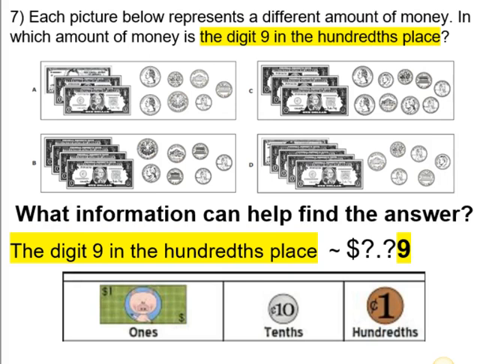Okay, so for the digit 9 to be in the hundreds place, that means, and we have a little illustration to help us, that it would be the last digit. So for instance, if we had $1.25, that means that the 1 would be in the ones place, the 2 would be in the tenths place, and the 5 would be in the hundredths place because that's cents.